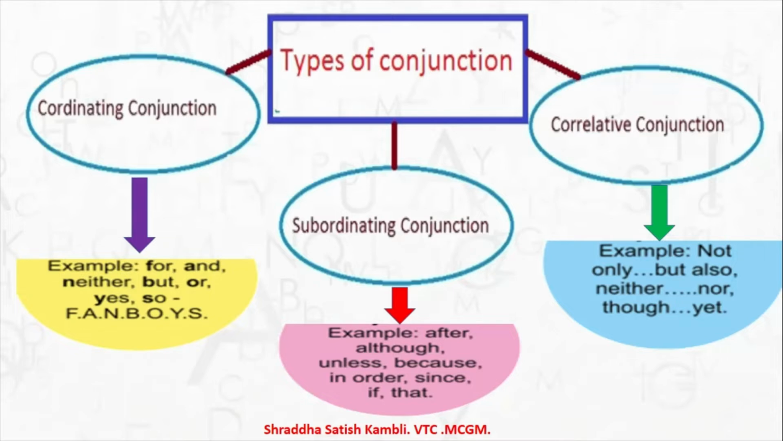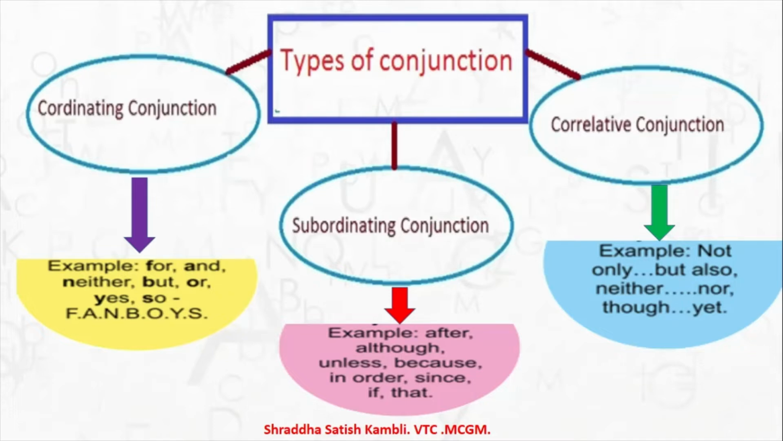But now what will we do? We will take a look at conjunctions in general. Remember, without putting them into categories, you just need to remember the words which might be conjunctions. So for, and, neither, but, or, yes, so. All these words, after, although, unless, because, in order, since, all these words are conjunctions. That is, they do the work of joining either words or phrases or clauses or sentences. So this is in short what is a conjunction and what are the types of conjunctions.